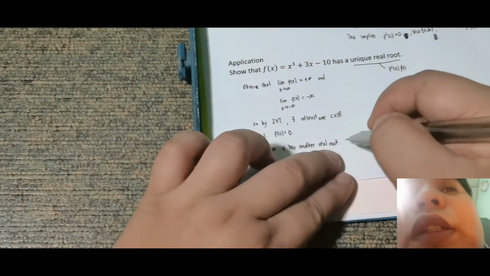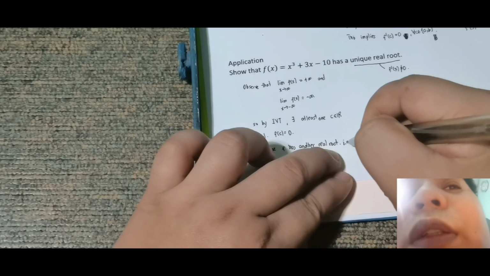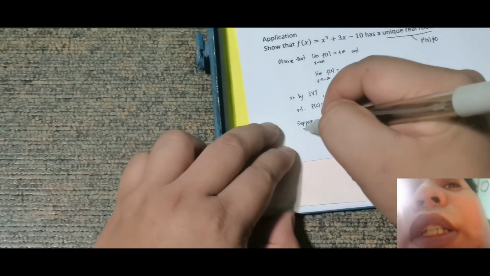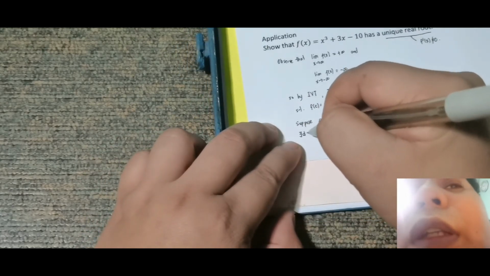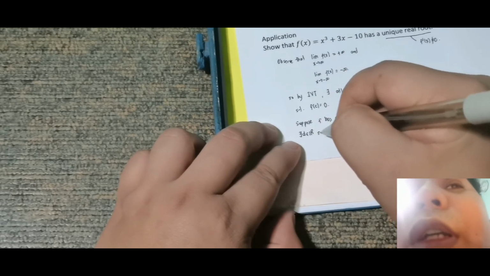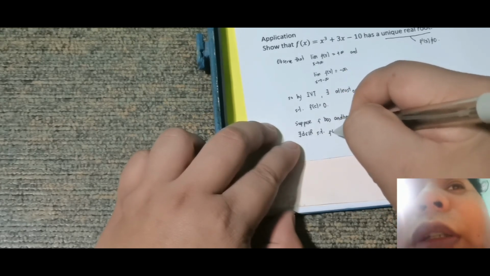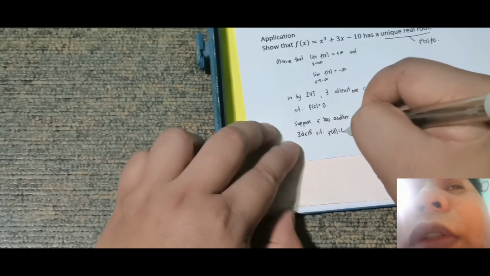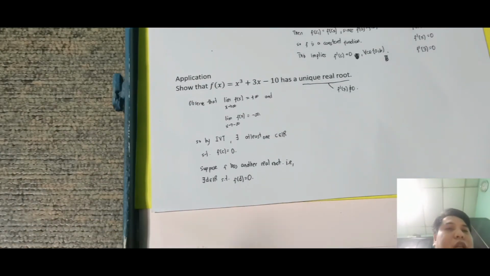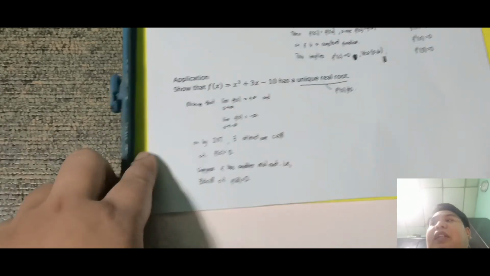So, that is, there exists D, element ng real number, such that si f of D is equal to 0. So, again, by IBT, sure ako meron D, such an element ng real number, such that yung f of D is equal to 0. Okay, so kunyari may exist na ganyan.